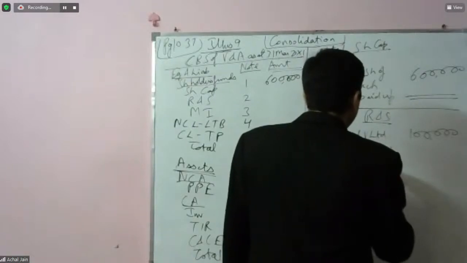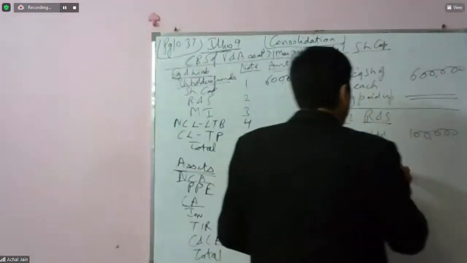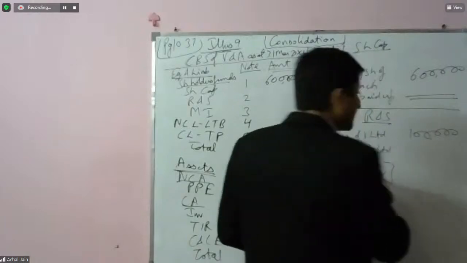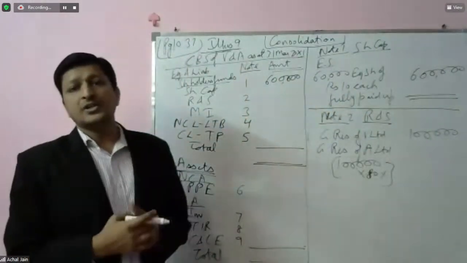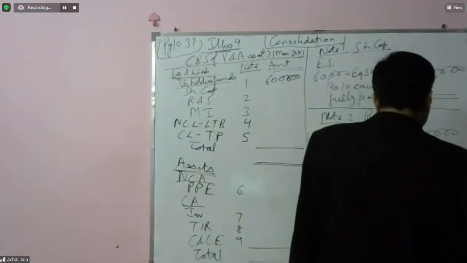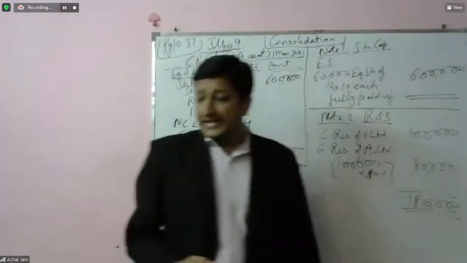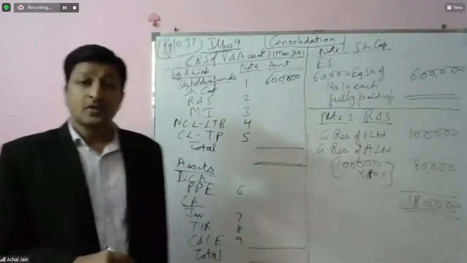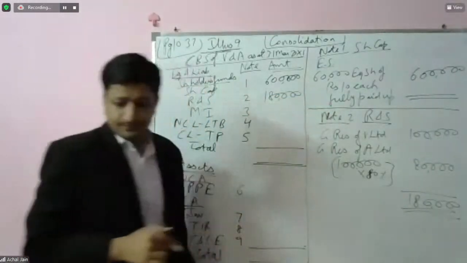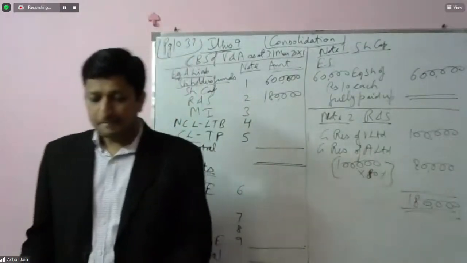That is also 1 lakh, but the holding company will not get the entire 1 lakh. It will get only 80%, because 20% of this has already been picked up by the minority shareholders. So we get 80,000. So this becomes 1,80,000. This is also done. We can take this number to the balance sheet.